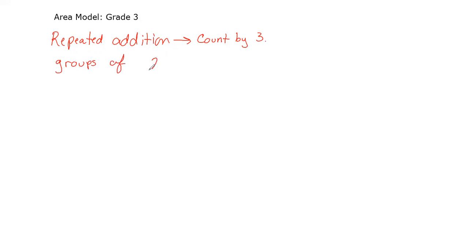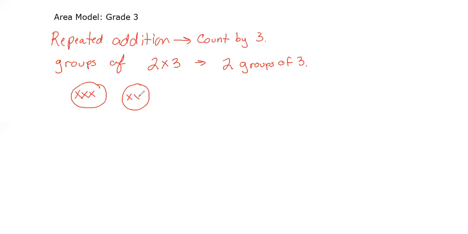So if you thought of 2 times 3, that would be 2 groups of 3. And then from there, we can even draw a picture to represent that. Well, we have 2 groups, 1 group, 2 groups, and each group ends up with 3, which means 2 times 3 equals 6.